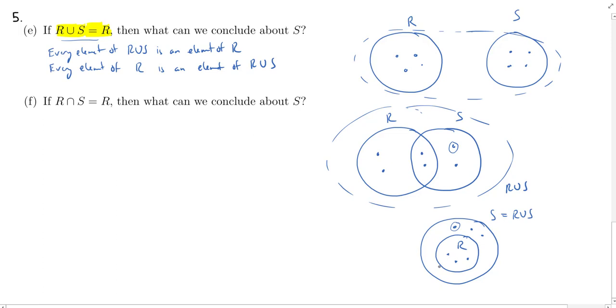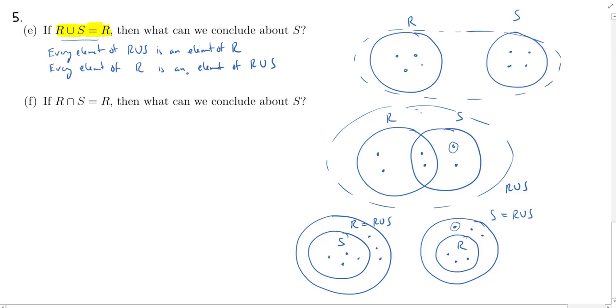Okay, so we got to go to the final picture, the last one, which is going to look very similar, only I swapped the role of R and S. So now if I have S completely inside of R, now when I take the union, they're actually the same thing. I'm not including anything new to R when I include S, because S was already inside of R. So every element of the union is an element of R. All right, so that's how we can see it with a picture.